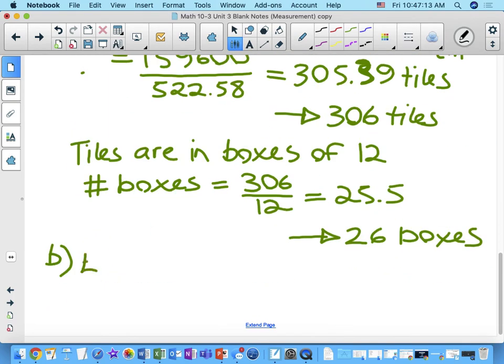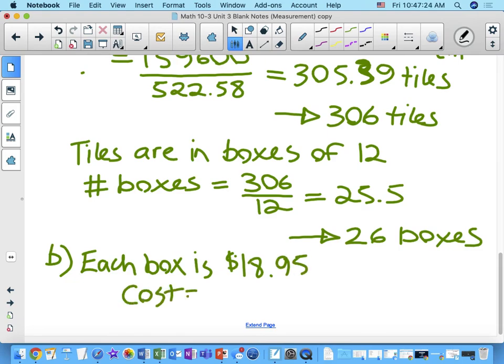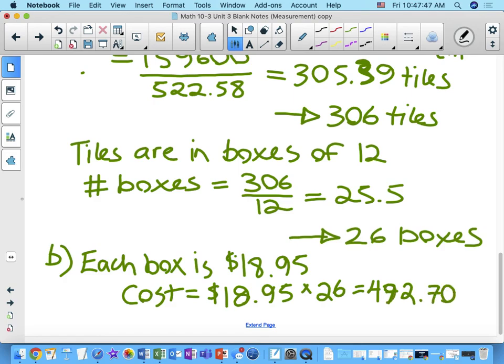$18.95. Each box is $18.95. So the cost is, how would you figure that out? $492.70, and you just multiplied those together. Yeah? Okay. So $18.95 times 26, and it's 492, right? 70. Whew, there we go.